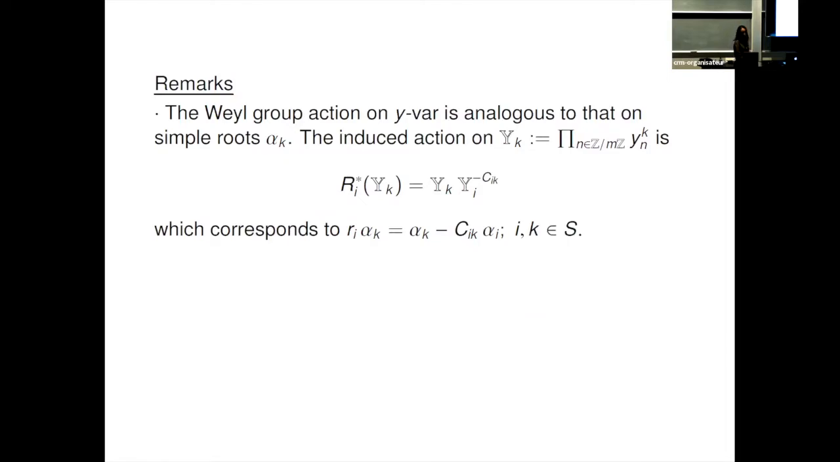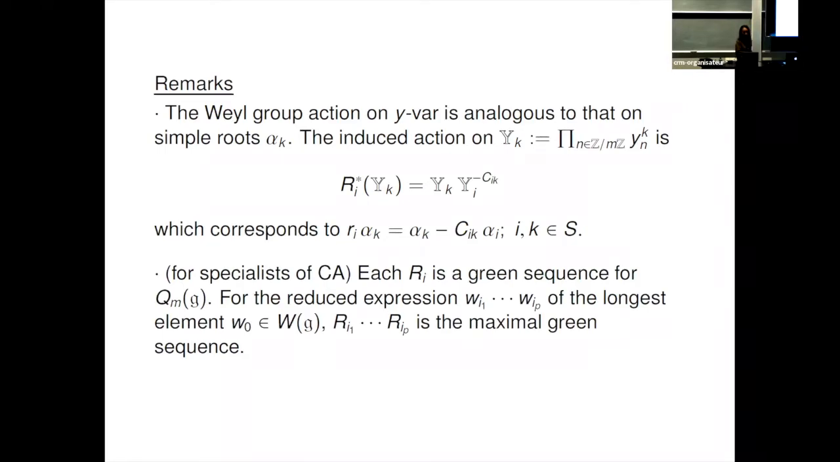The Weyl group action on Y variables is related to the action of the Y group. Actually, if you make a product of all variables on the K-th circle, and we write Yk for this product, the induced action on this Yk of I is this one. This is nothing but the multiplicative version of the action of the Y group I. In this quiver, some group analog form appears. And this is a remark for specialist cluster. Actually, I is a free sequence of this quiver Q and K. This is a specific sequence for the given quiver.